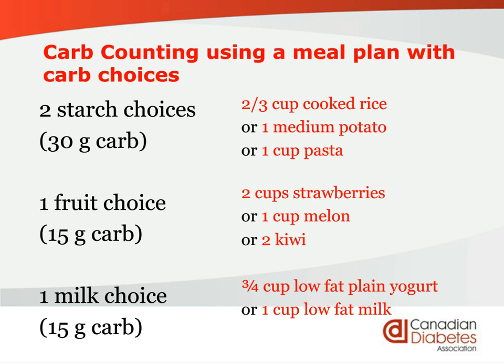So, for example, we may decide that we're having our 4 choices or 60 grams of carbs at our dinner. So we can look at our starch choices. You might be having 2 starch choices. So your options could be 2/3 of a cup of cooked rice, 1 potato, or 1 cup of pasta. Then for your fruit choice, it could be 2 cups of strawberries, 1 cup of melon, or 2 kiwis. And your milk choice could be either a cup of low-fat milk or 3/4 of a cup of low-fat plain yogurt. So if you think about it as a budget, you can make lots of choices within your budget as long as you stick to your budget.